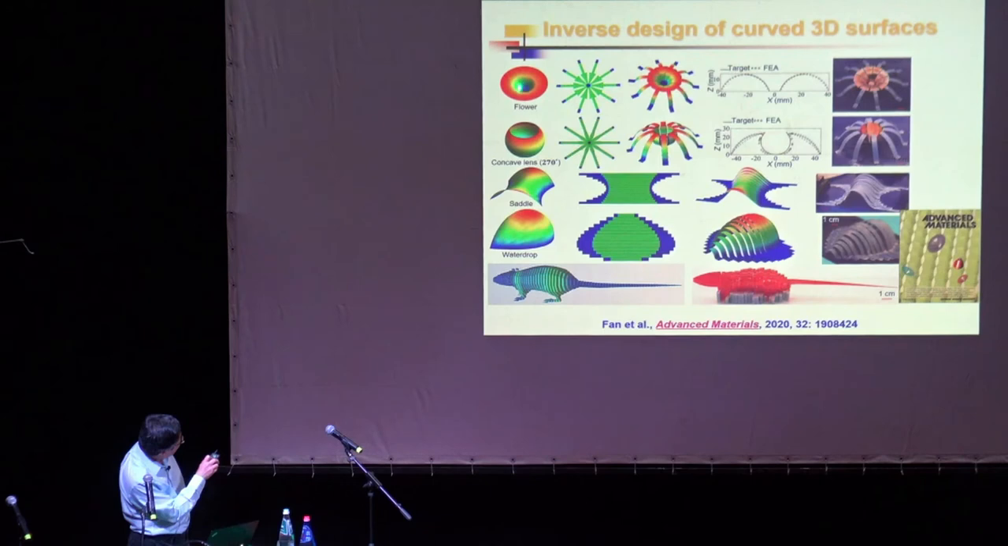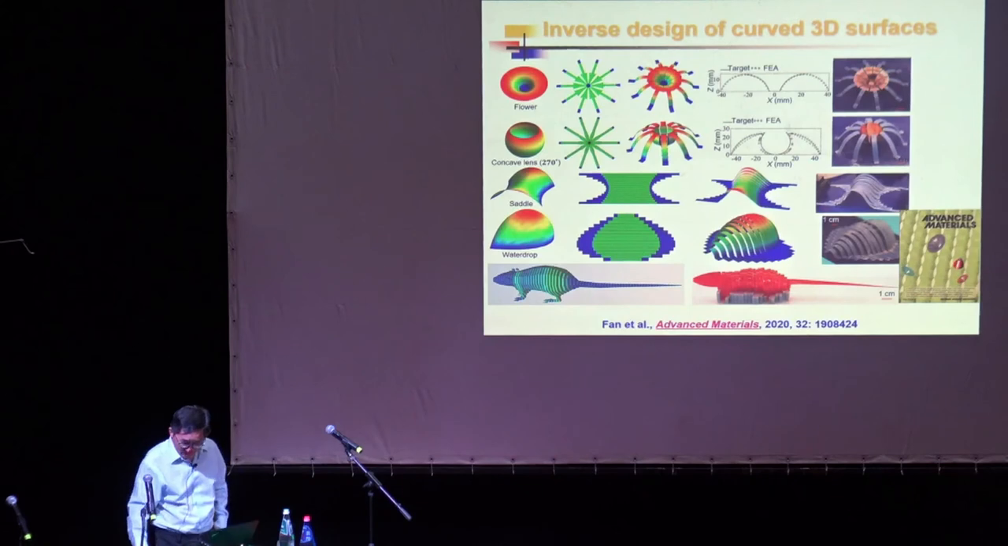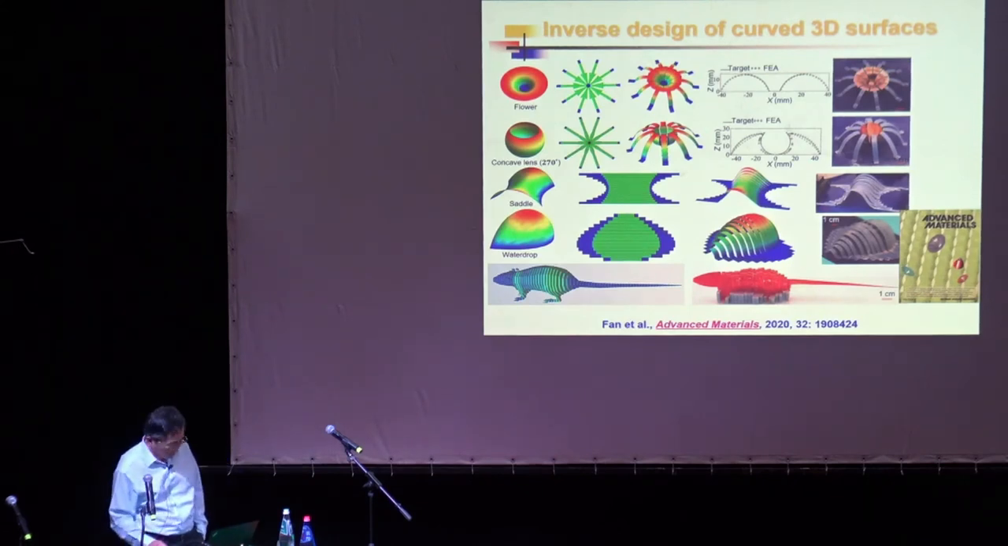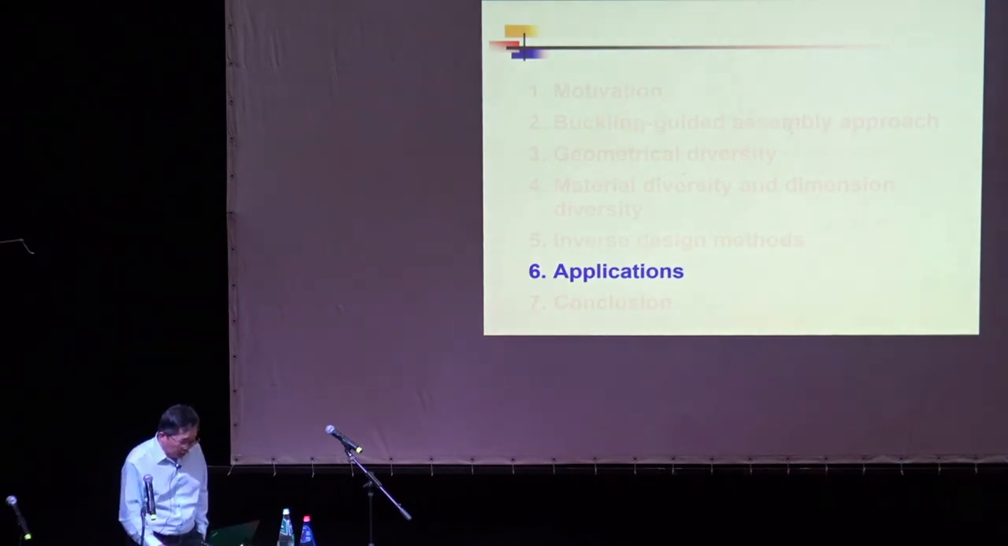We can still do the same design to cut them into different slices and pop them up to form 3D structures. This is our two-dimensional precursor, and this is the final shape. This is a concave lens, also using this design. And this is the structure we want to avoid. This is a rat, but you can cut the rat into different pieces and still pop them up to get the 3D shape. So I'd like to go over a few applications.